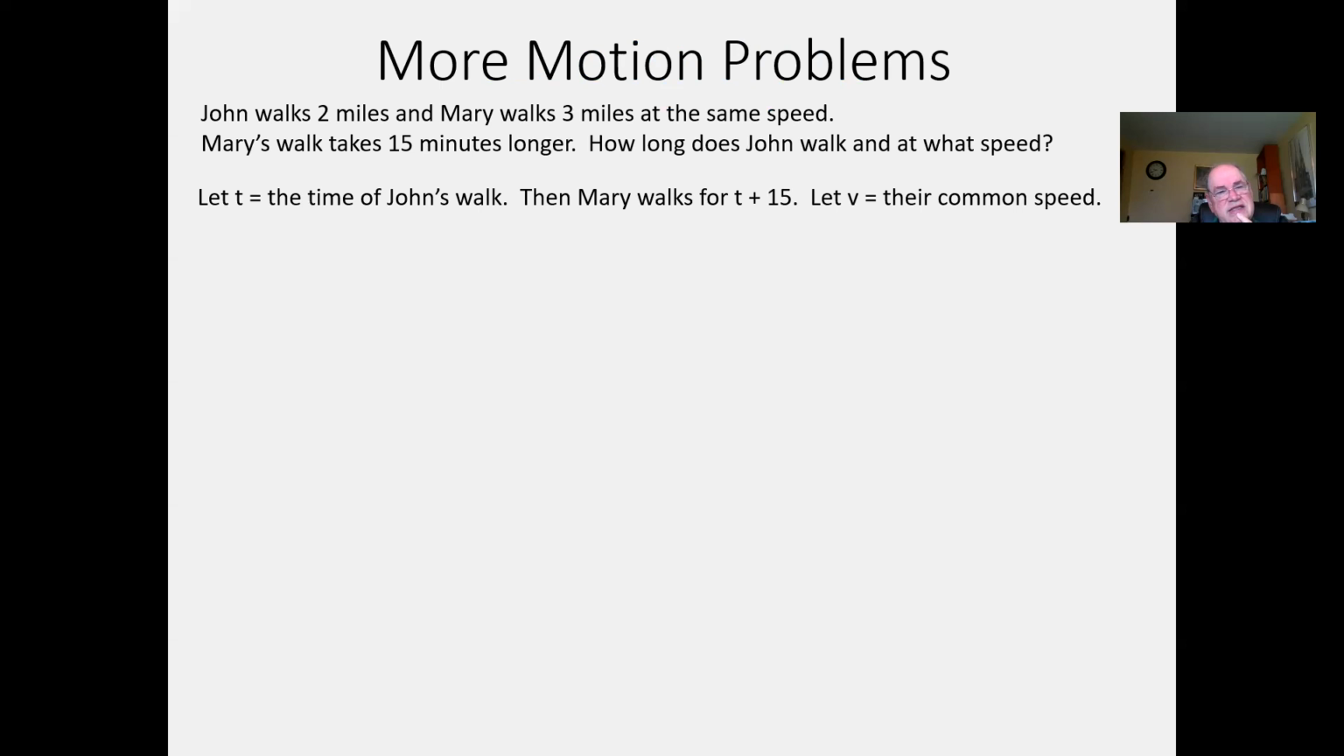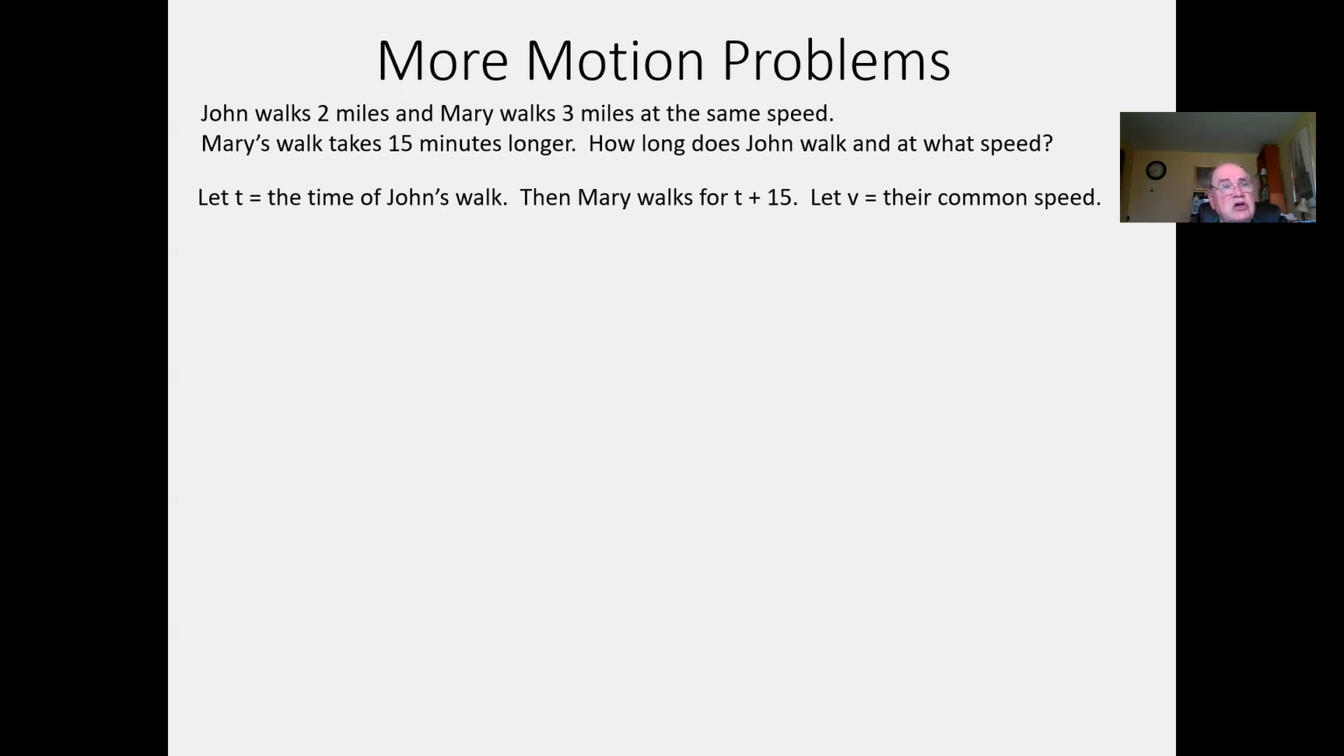And finally, the last set, some motion problems. John walks 2 miles and Mary walks 3 miles at the same speed. Mary takes 15 minutes longer. How long does John walk and at what speed? Let t be the time John walks.